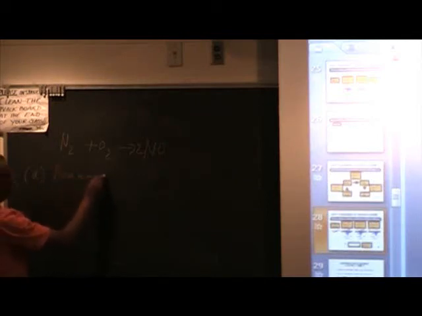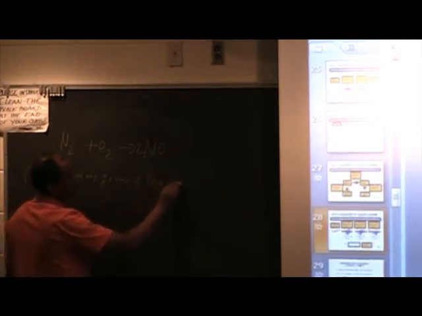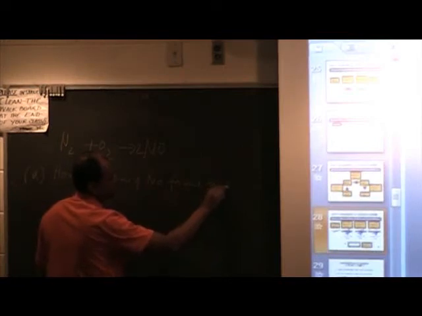So the first question that was given to you was, can you read? How many grams of NO are formed from 10 grams of nitrogen? Let's do this one first. N2 gives 2NO, right? According to the mole ratio, 1 mole of N2 gives 2 moles of NO, yes.